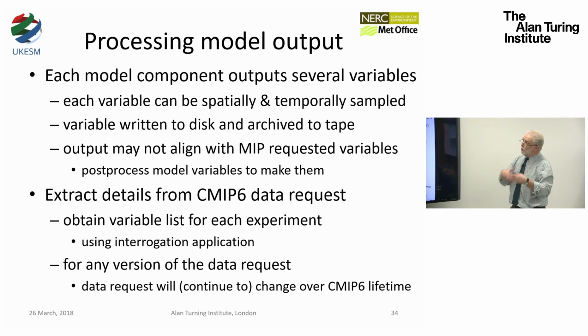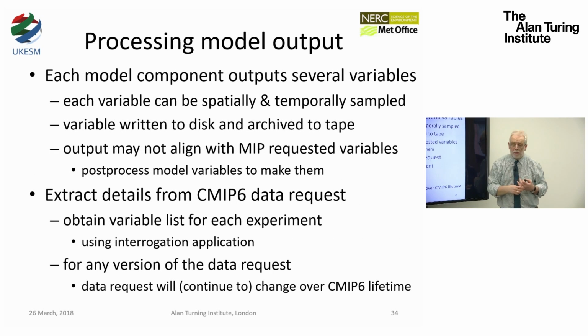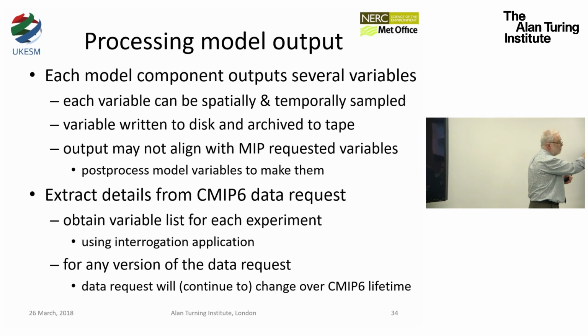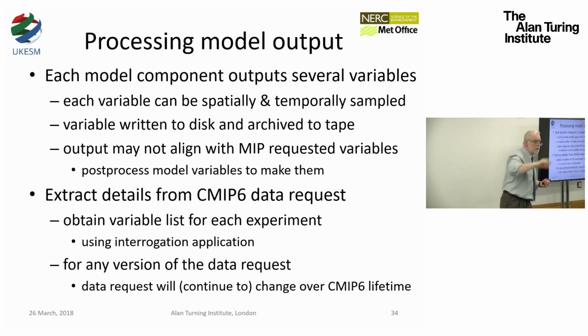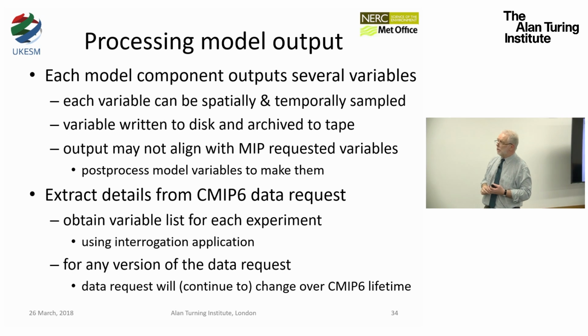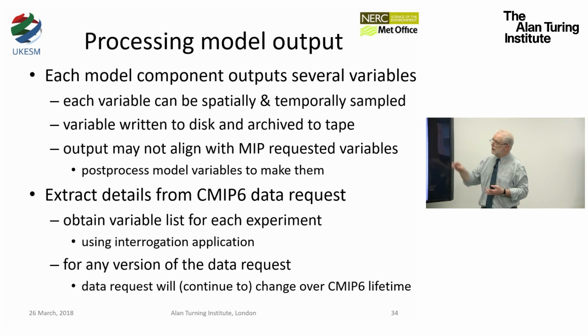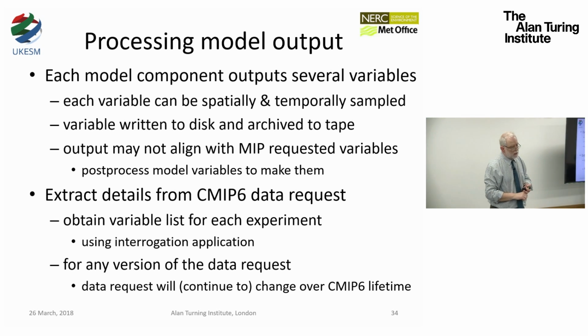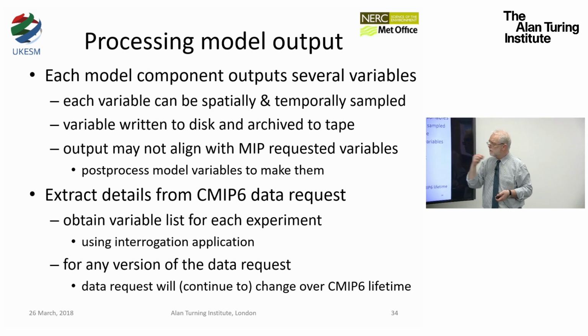So we do the runs, and each component of the model, the atmosphere or the ice or the ocean or the atmospheric chemistry or the ocean biogeochemistry, outputs several variables. Each variable is spatially and temporally sampled. When the model runs, it writes its output to disk, and that gets immediately archived to tape. And what the model is producing may not align with what the MIPs want it to produce, in order to take part in the experiment.